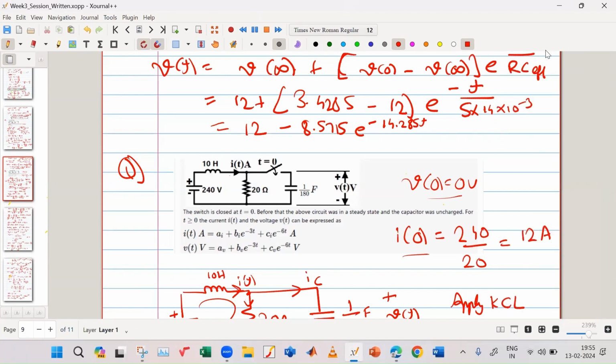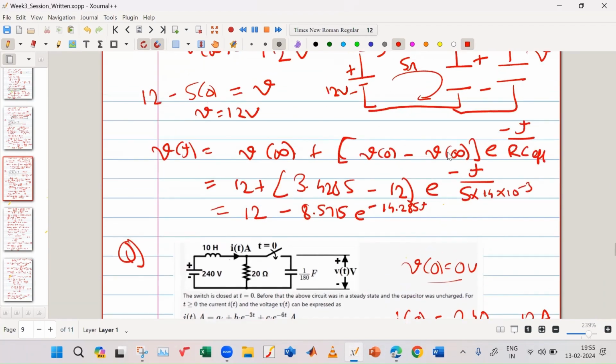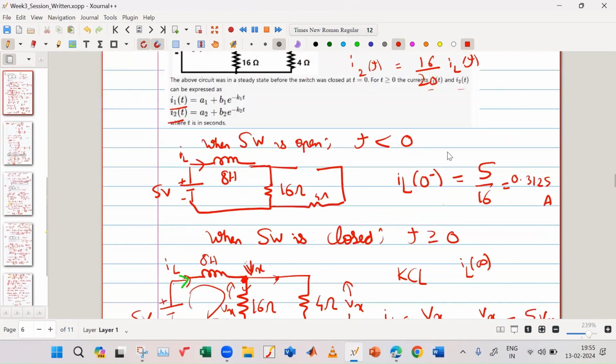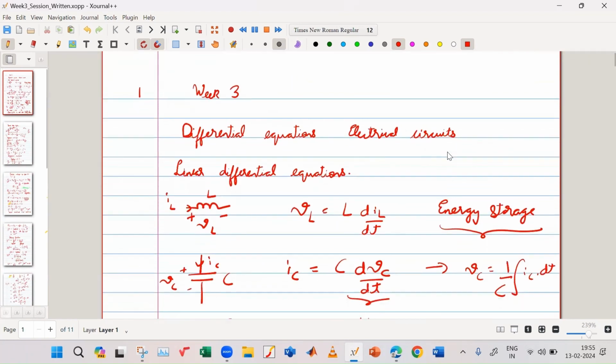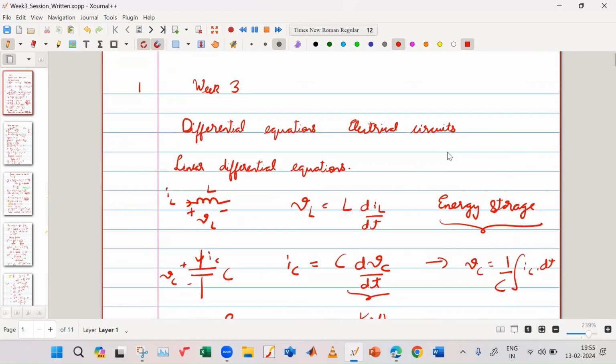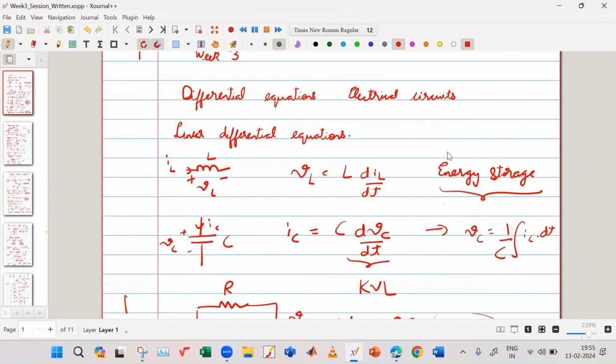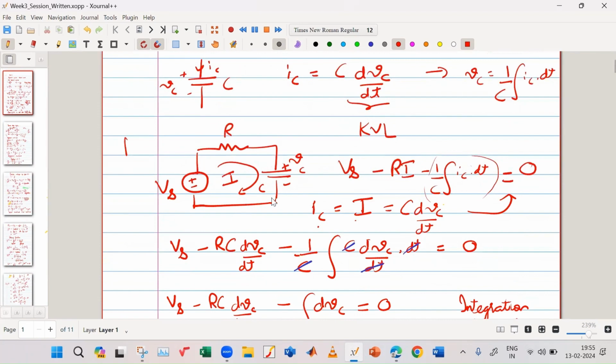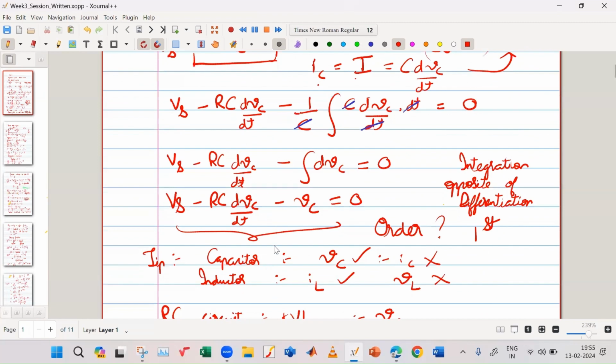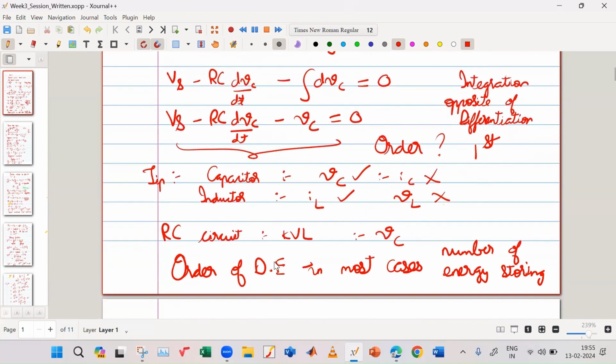Okay. So I'll do a recap. First, we found out that there will be differential equations in electrical circuits because of your energy storage elements, your inductor and your capacitor. Then we saw for a first order circuit, we found KVL, and then I told that it is better to write the equation in terms of the voltage across the capacitor and the current through the inductor. All right. And then we saw that the order of the differential equation is equal to the number of energy storing elements.